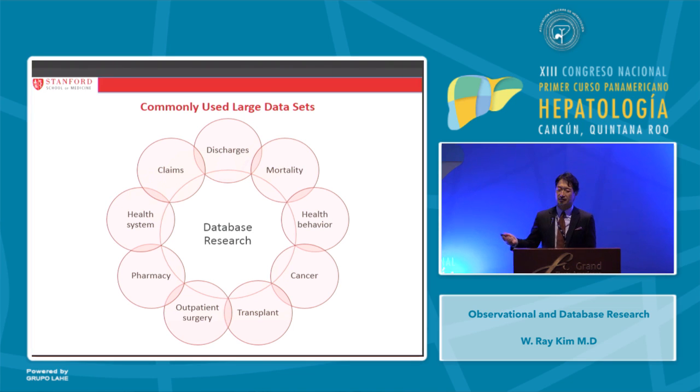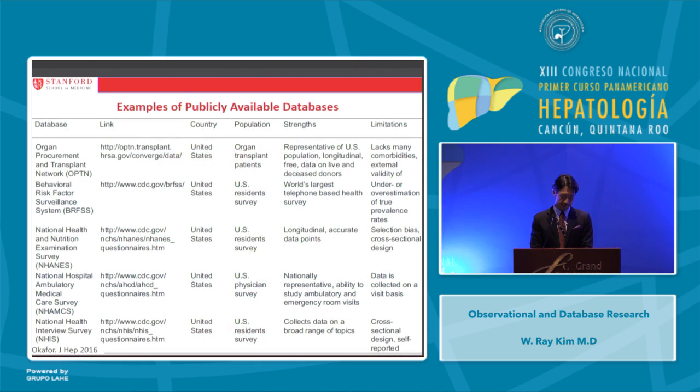Dr. Freed talked about his own database, and if you ask him nicely, he may share his data. But there are data you can get today from different sources. And these are different kinds of data that you can get. You can talk about hospital discharges, you can talk about population mortality, health behavior, cancer statistics, transplant, and so forth. It depends on where you look.